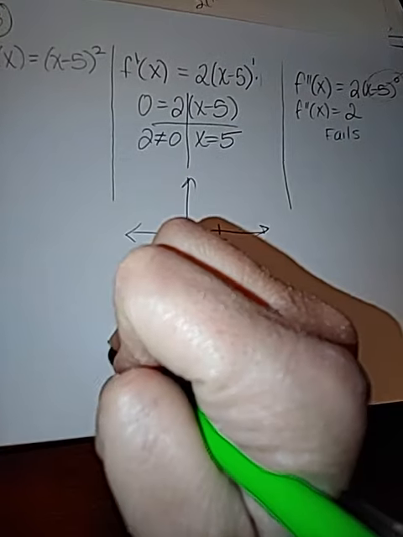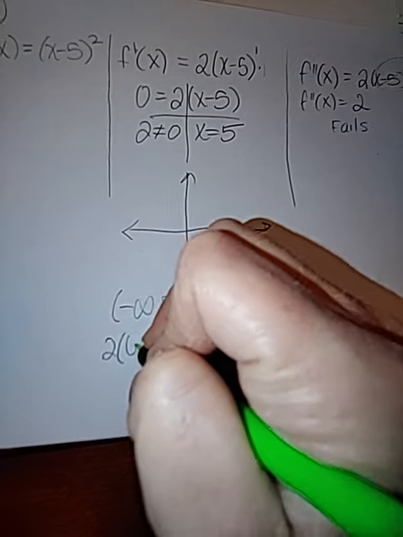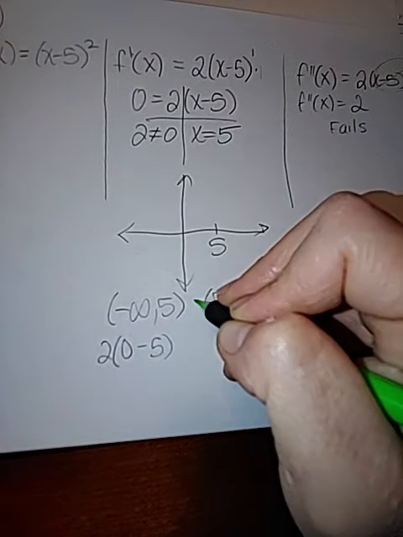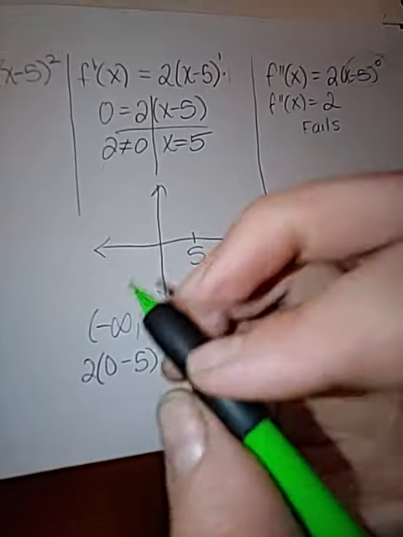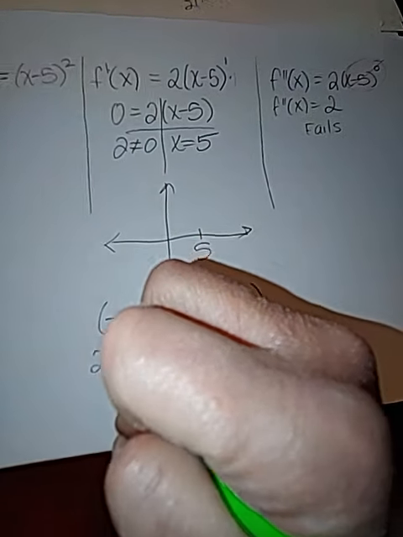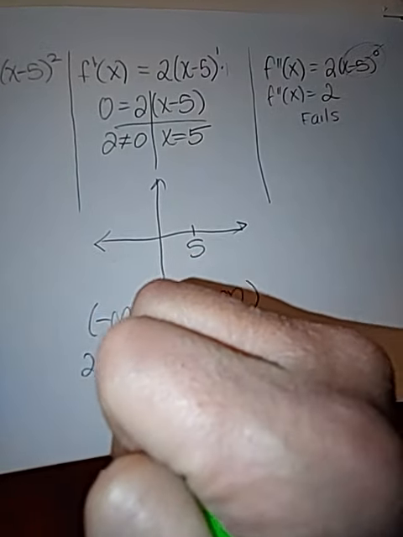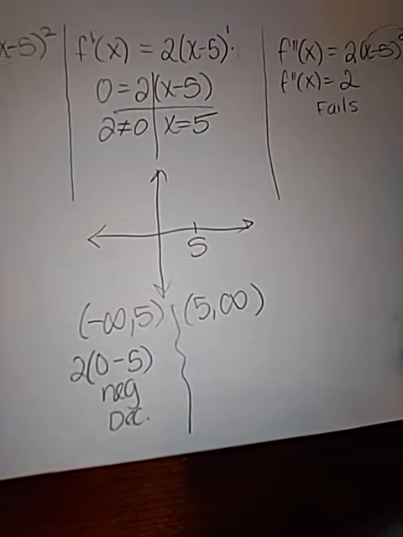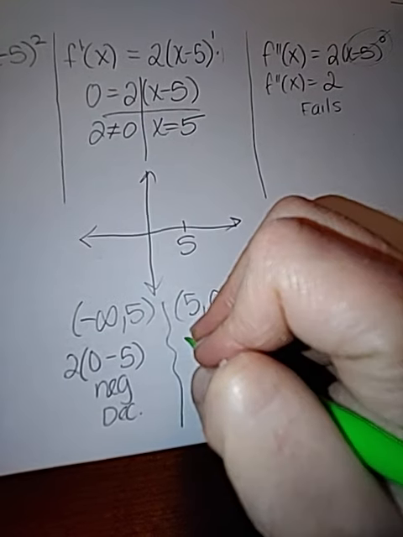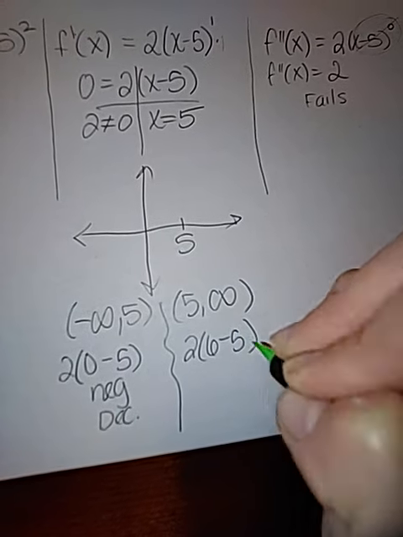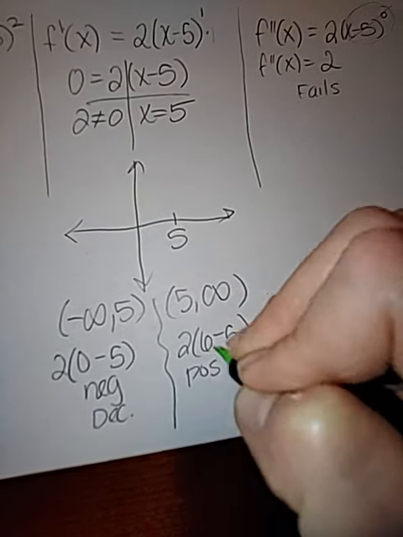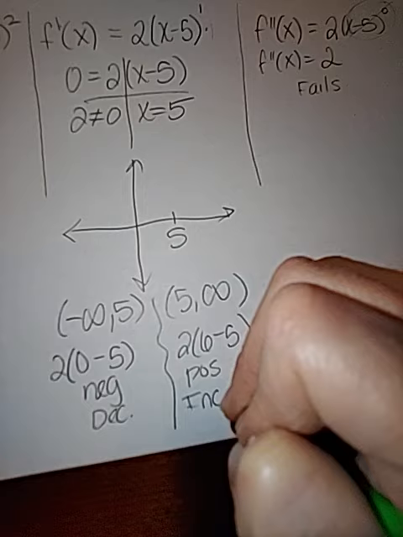So I have 2 times 0 minus 5, because I'm testing 0 for this interval. So I get 2 times negative 5, which is a negative number. So that means that the graph is decreasing. All right, now I'm going to plug in 6. So I get 2 times 1, which is positive, which means that my graph is increasing.